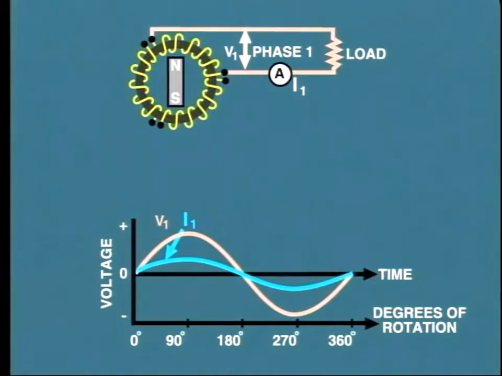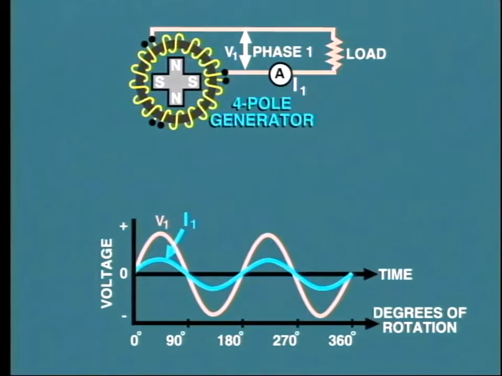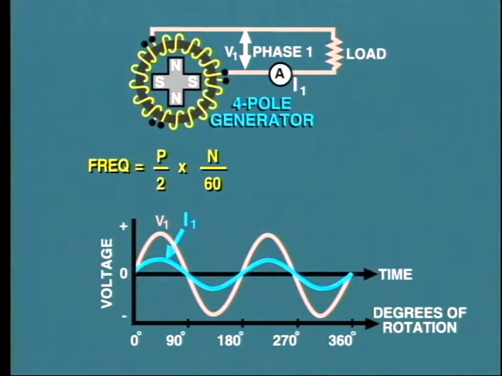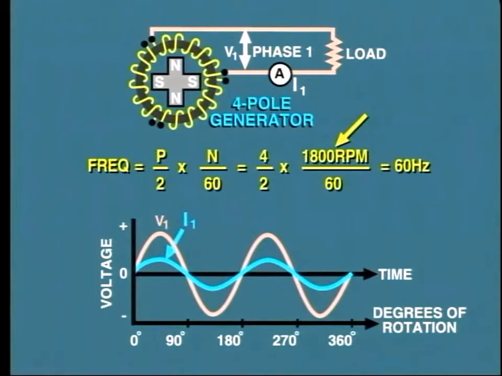On some generators, the rotor is built with 4 poles instead of 2. That is, 2 north poles and 2 south, like this. Now, each single revolution of the rotor will generate 2 complete voltage cycles. So at what speed will the generator need to run in order to produce a frequency of 60 hertz? This can easily be calculated from the standard expression that says frequency equals P, that is the number of poles over 2, times N, that is revolutions per minute over 60. In this case, the 4-pole machine must run at 1,800 RPM to produce 60 hertz.